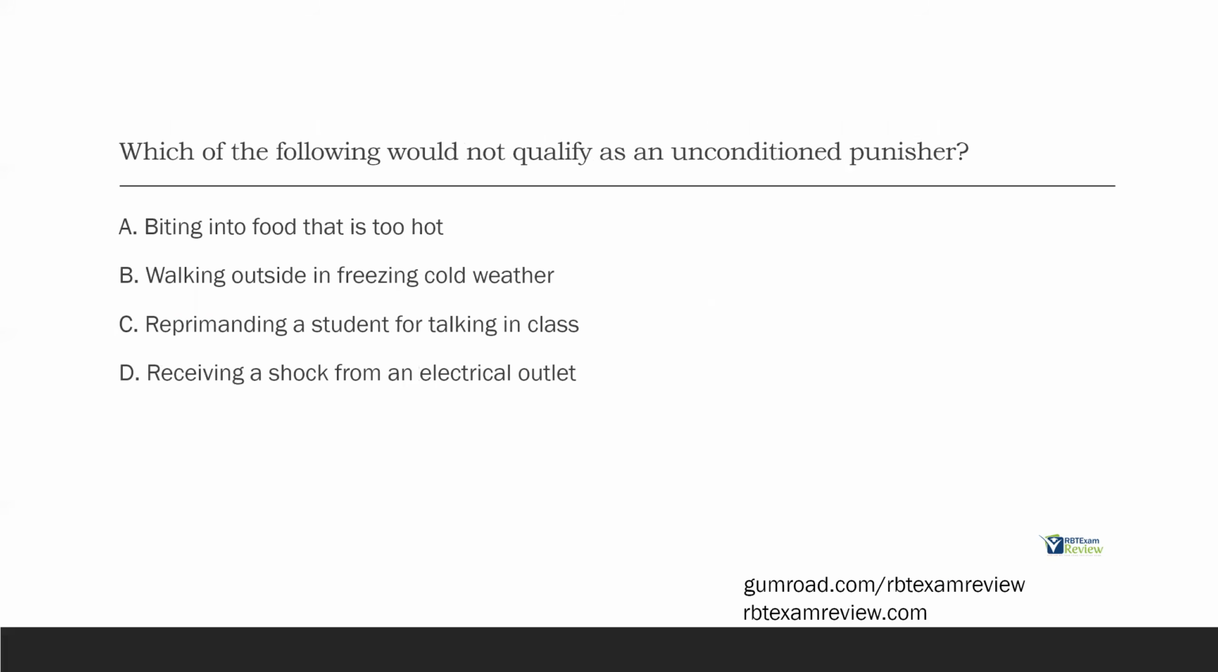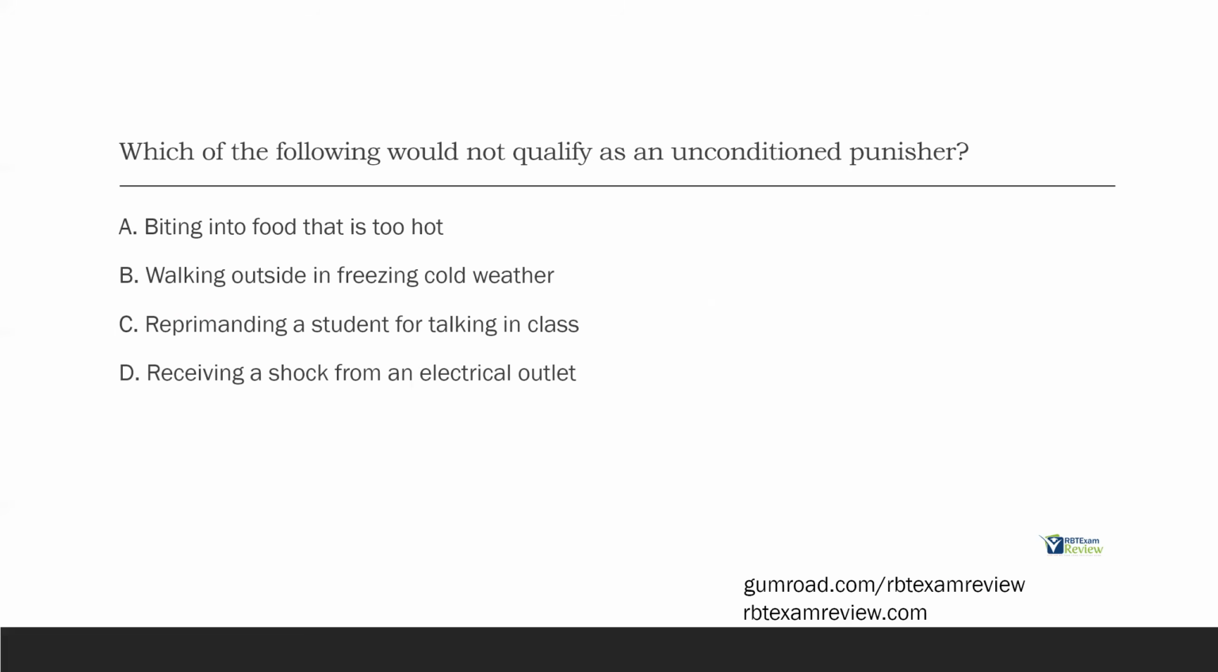Which of the following would not qualify as an unconditioned punisher? Okay, what do we know about punishers? Punishers reduce behavior. What do we know about unconditioned? Unconditioned means it didn't require any learning, right? There's no pairing. This is something that just naturally, genetically, biologically, however you want to say it, functions as a punisher. There's no pairing involved, there's no learning, there's no training, there's no teaching.